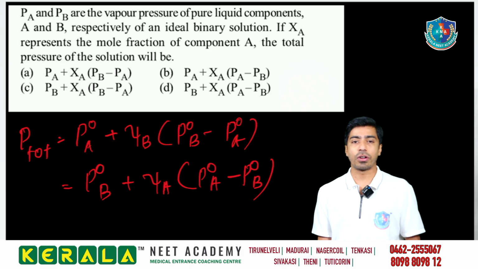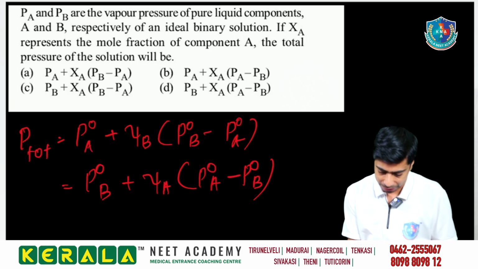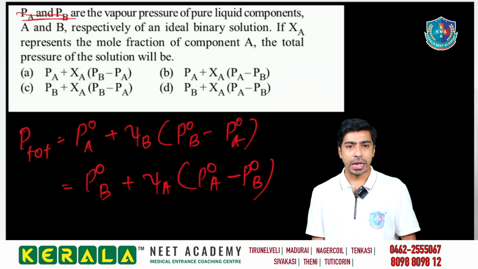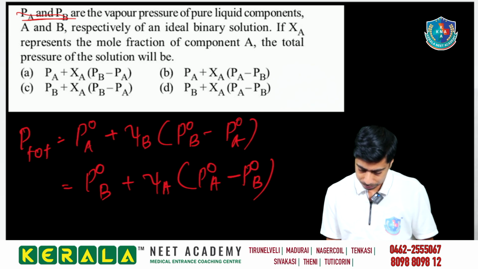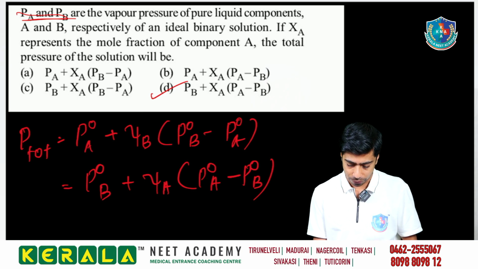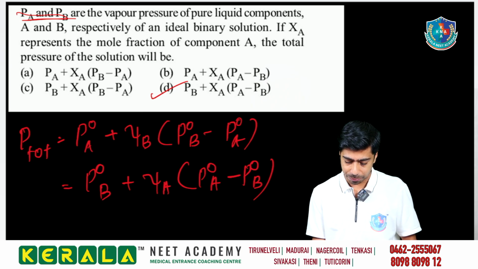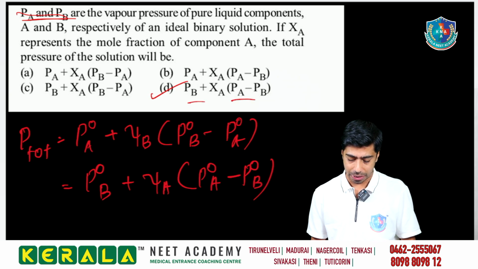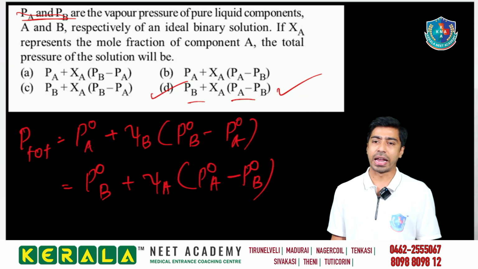Now here, instead of P0A and P0B, they have given it as PA and PB. So the answer will be P0B plus mole fraction of A into (P0A minus P0B), so option D will be the answer, isn't it? Instead of P0A and P0B, they have given it as PA and PB. Anyhow, this will be the answer. So it's a direct equation.